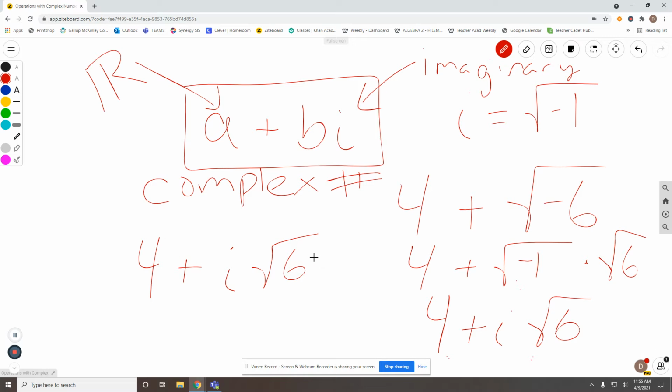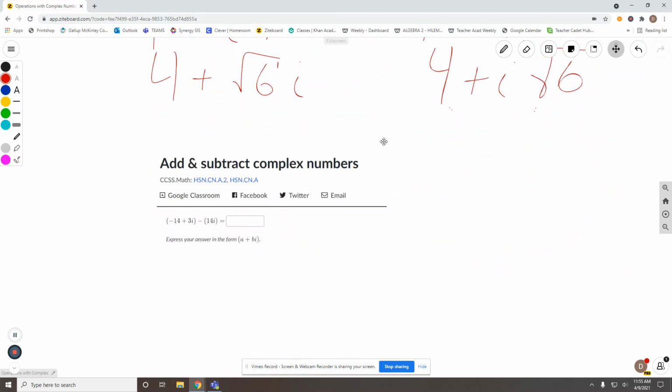Because in general we want to put the radical second when we're writing out our numbers, but the b would stand for any number that comes in front. So if you wrote 4 plus root 6 i, you would still be correct. You just need to make sure that the radical ends after the 6 and you don't include the i. So be careful.